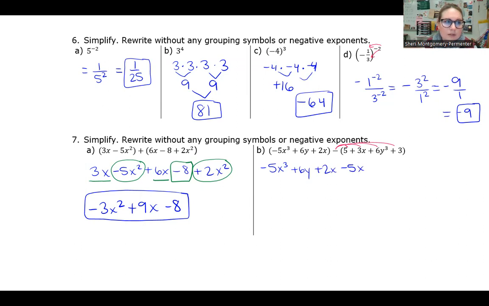That's not a 5x. Make sure that you're rewriting every single one as minus. Bless you.